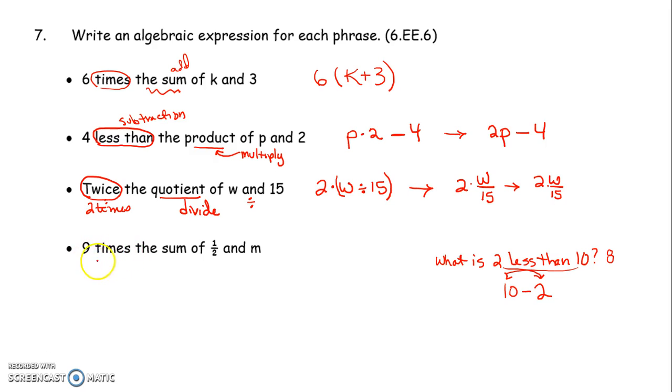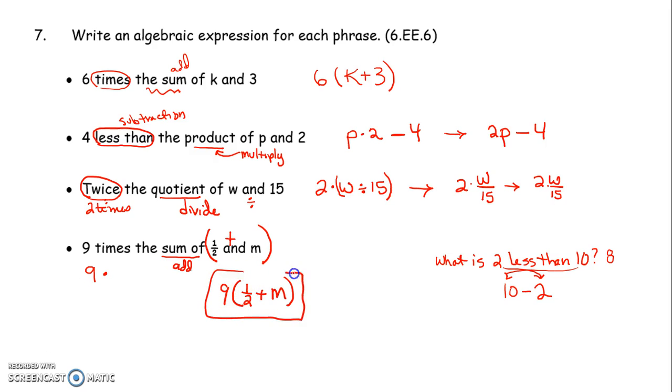9 times, all right, again, that's 9 times, and it's the sum of. As soon as you see the sum of, it means the sum of this entire thing. Sum of means to add. So I'm going to have a plus sign in between there. 1/2 and m. But again, if it's 9 times that entire sum, it would have to go in parentheses. So it's 9 times the sum of 1/2 and m. So the sum of 1/2 and m is 1/2 plus m. If you want to take 9 times that entire quantity, the 9 goes outside a set of parentheses.